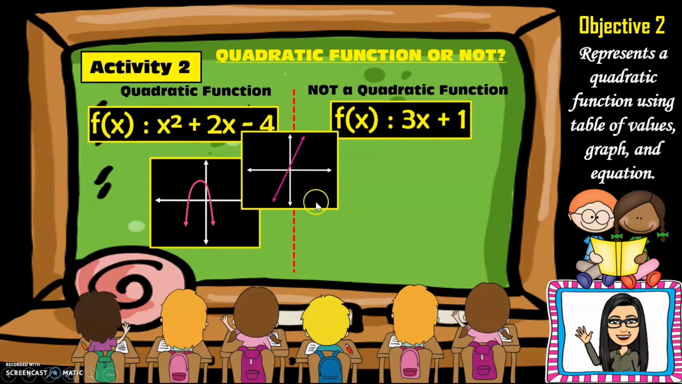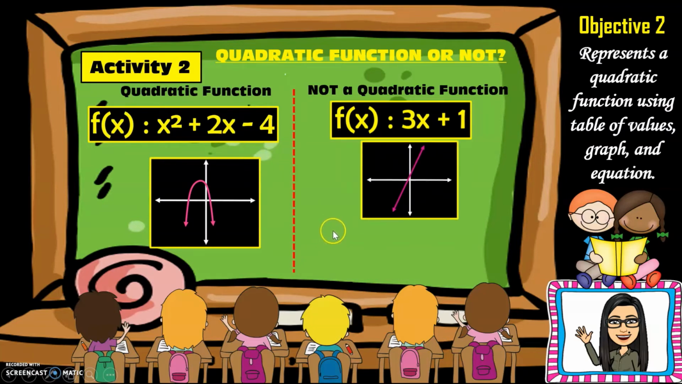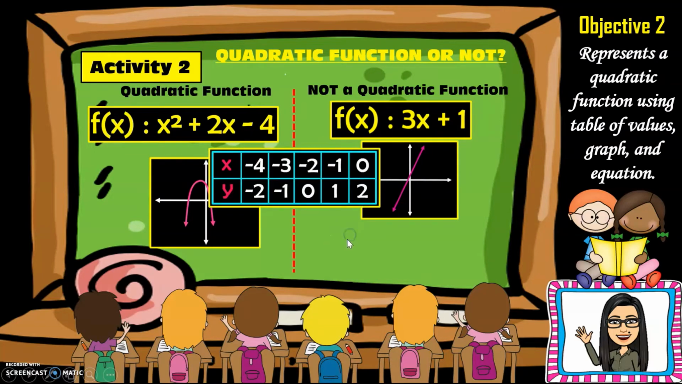No, it is not a quadratic function because as you can see, the given figure is a line. So therefore, this is not a quadratic function. How about this one? Is this a quadratic function?